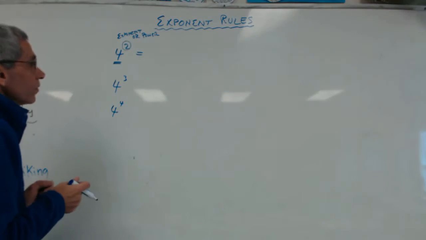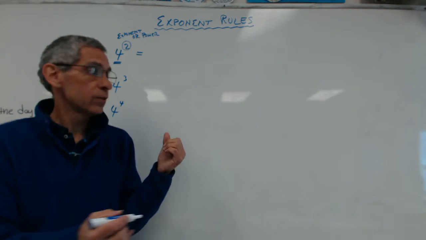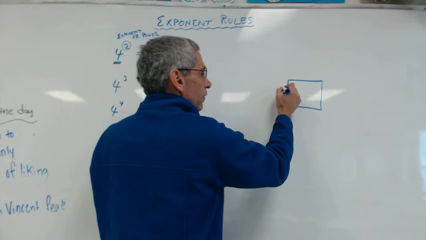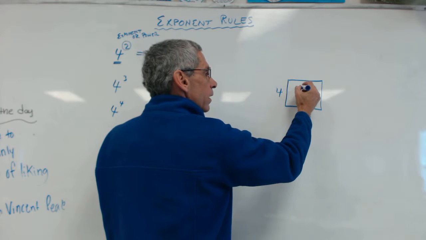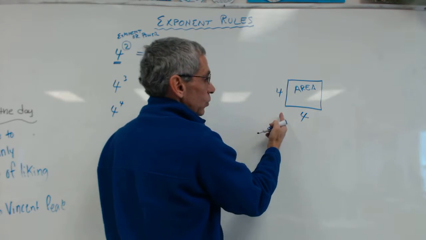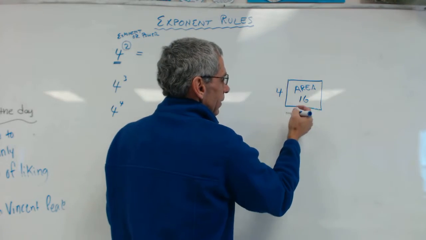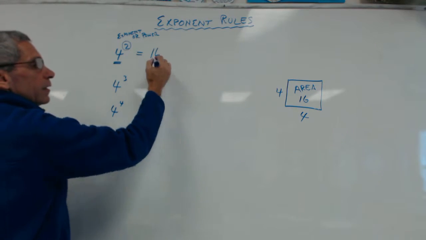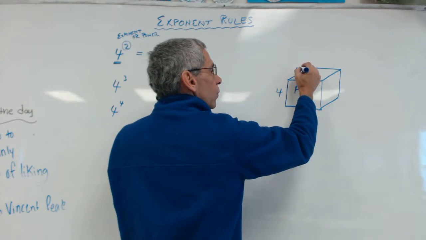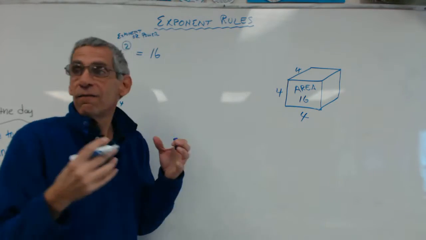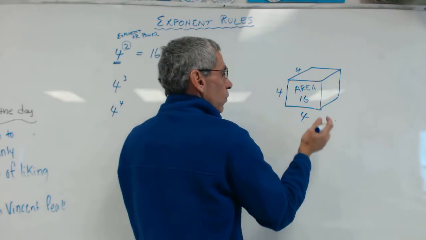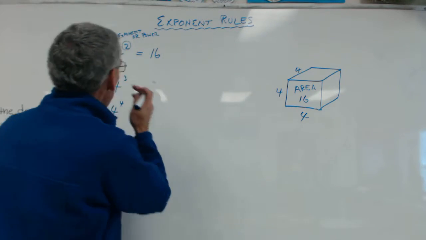But you're totally right. When we're talking about squares, 4 squared, if this side is 4 and this side is 4, what's my area? 16. Remember, it's base times height, so it's 16. 4 squared is 16. Now, if I made this a cube, and this was 4 as well, then my volume, not my area, would be 4 times 4 times 4, which is 64.